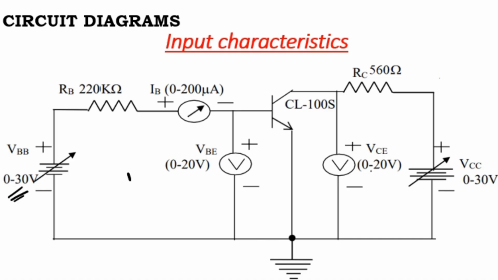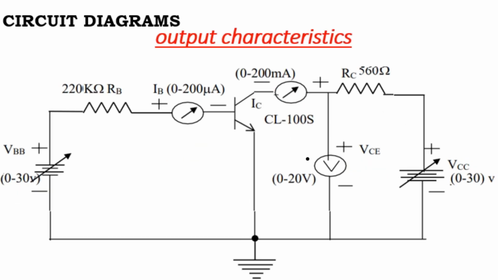This side is called the input side, whereas the other side, with VCC and the collector current IC, is called the output side. Now to find the input characteristics, we will keep the output voltage constant. First we make VCE equal to 0, and the second time we make VCE equal to 5 volts. For output characteristics, we will vary the output voltage versus the output current.